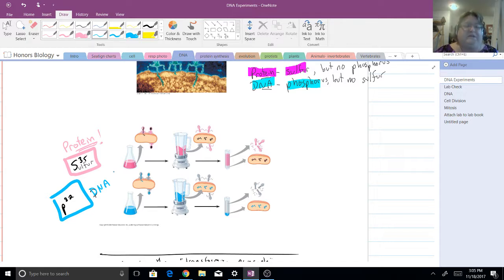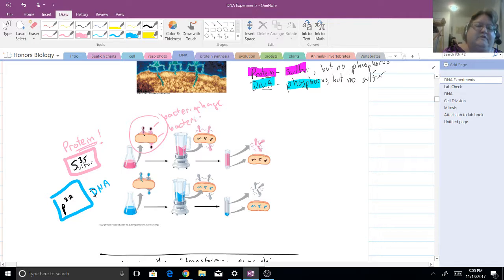So the first batch has the sulfur in it, and that would be the proteins. So in this flask, we're going to have the bacteria and the viruses. And this little spaceshipy thing, that's our bacteriophage. And then we have our bacteria. And the second batch is going to be very similar. And we're letting the viruses infect the bacteria.